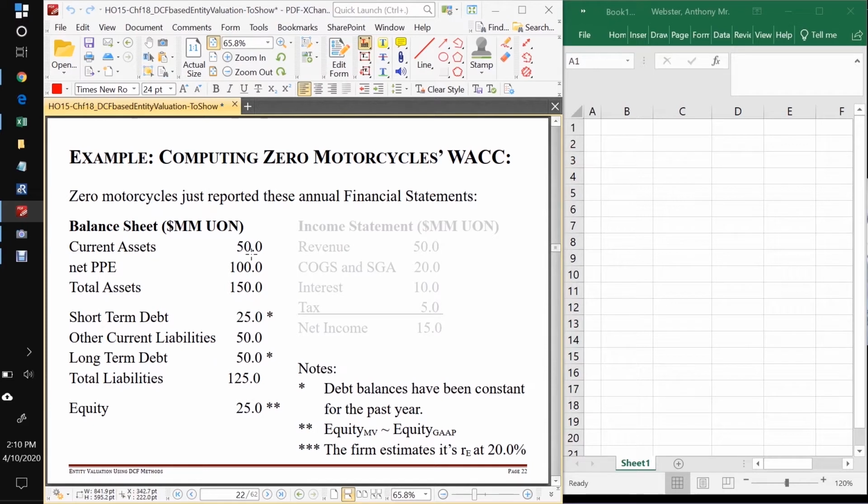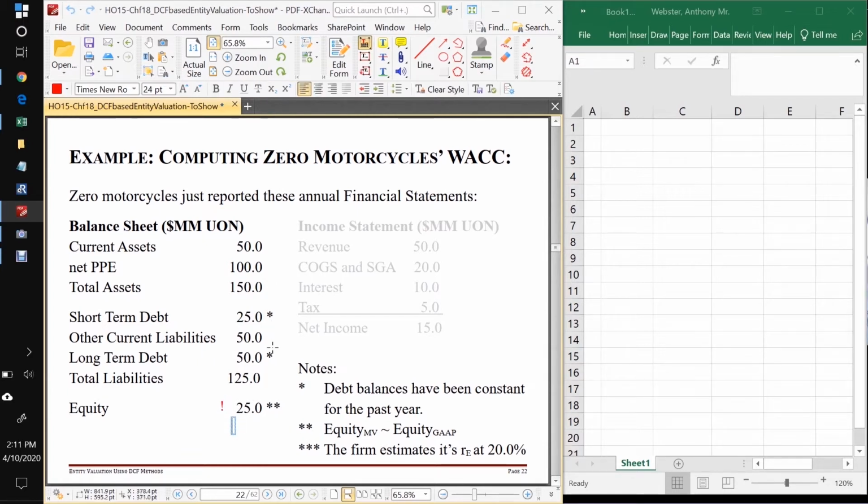They have 50 million in current assets. They have net PP&E of 100 million, total assets 150. They have short-term debt of 25 million, other current liabilities, long-term debt of 50 million. And we get down here to their equity, which is their total assets minus their total liabilities. 150 minus 125 is 25.